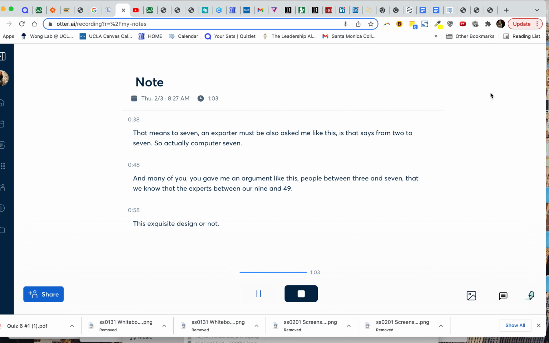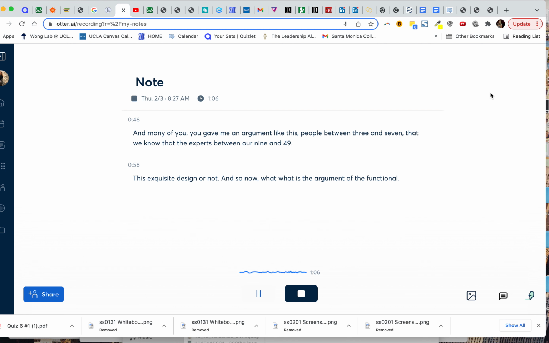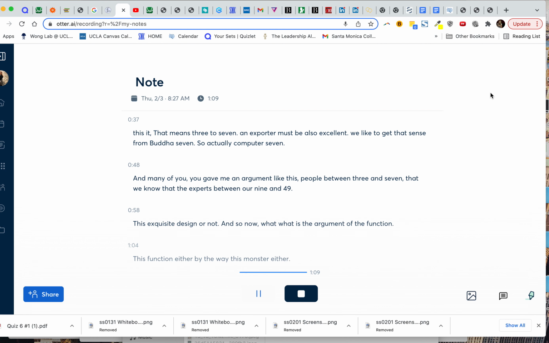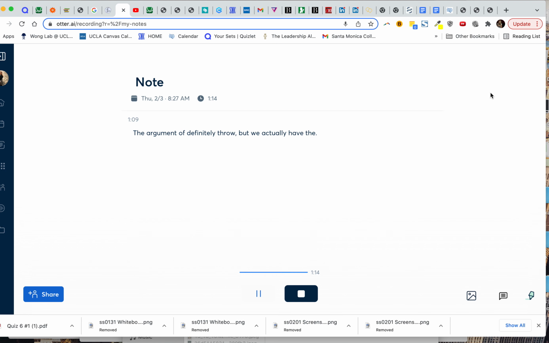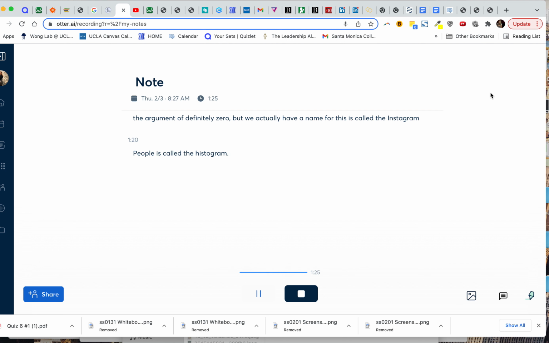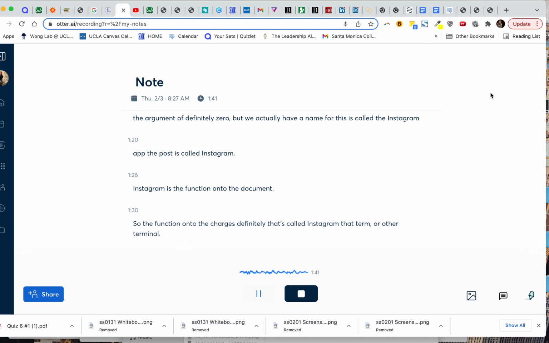And so now what is the argument of the function? By the way, this function right here, f of x, is the argument of the definite integral, but we have a name for this. We call this the integrand. The integrand is the function under the definite integral, the function inside the definite integral. That's another term.